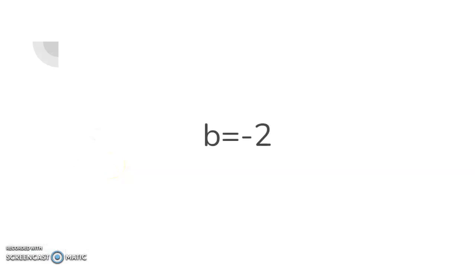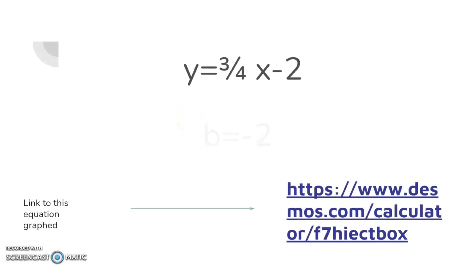To find b, an easy thing is that one of the coordinates was already (0, -2), so we didn't have to solve for b, and that's where we got -2. So the equation y = mx + b is now y = 3/4x - 2. 3/4 is the slope, which is rise over run, and -2 is the y-coordinate.